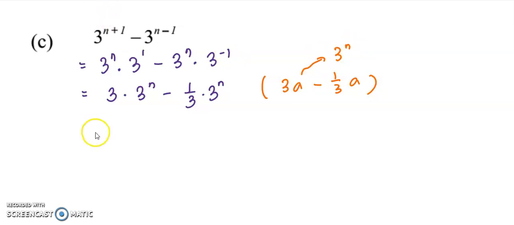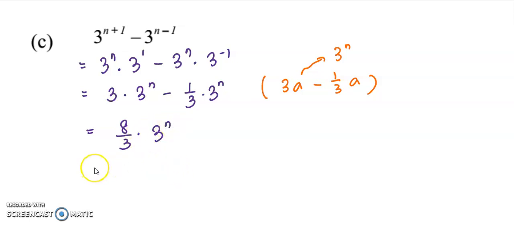Alright, so just write down 3 minus 1 over 3, that will be 8 over 3a. So you're not going to write it as a, because the a is just what you think, okay, is representing the 3 power of n. So just write down your answer as a 3 power of n.